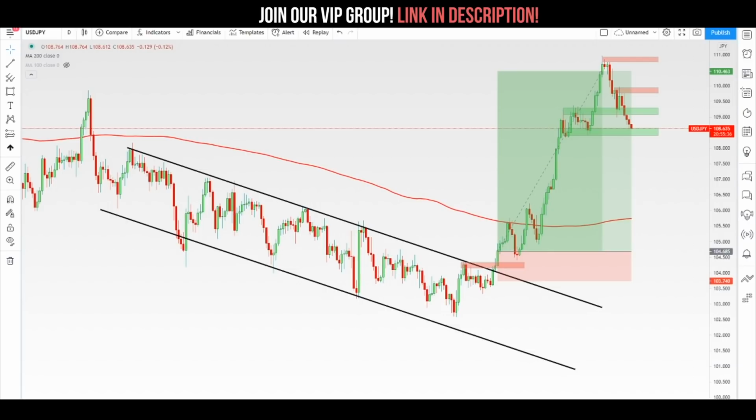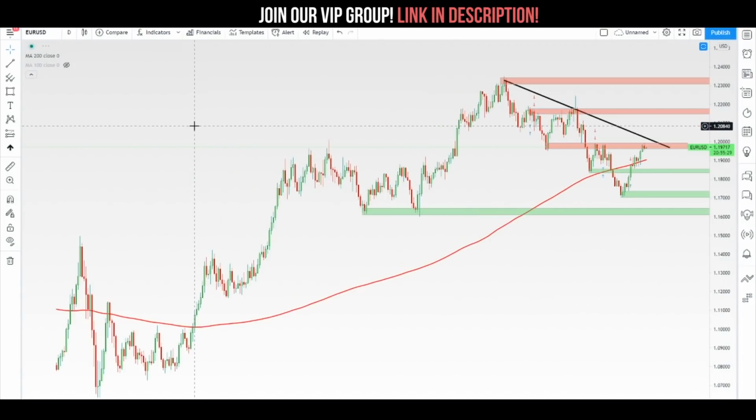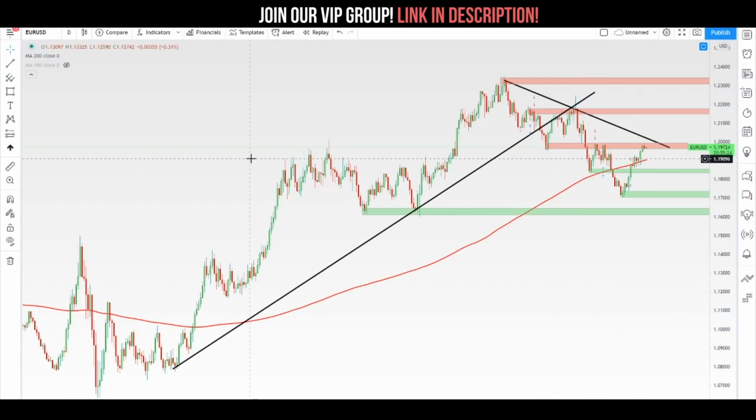So let's look at another example. This one is actually one that I'm not in right now, but I took some trades on this concept. So let's see if we can talk about this. All right, so check this out. Here is a bit of an example on the EUR/USD.